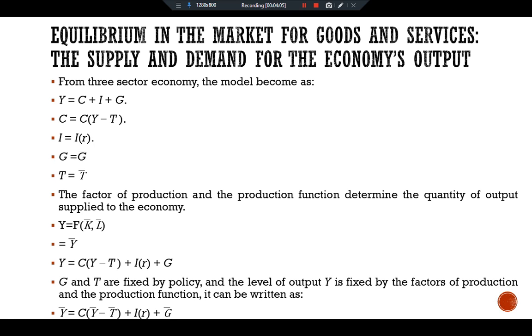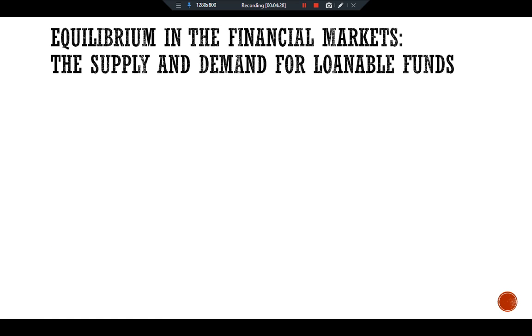This conclusion may seem somewhat mysterious. How does the interest rate get to the level that balances the supply and demand for goods and services? The best way to answer this question is to consider how the financial market fits into this story. Okay, equilibrium in the financial market, the supply and demand for loanable funds.